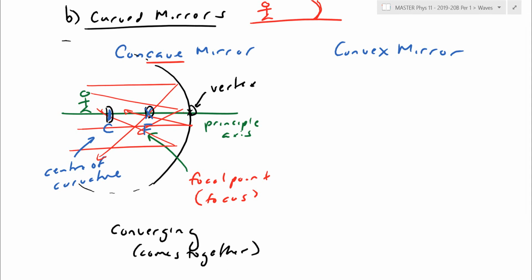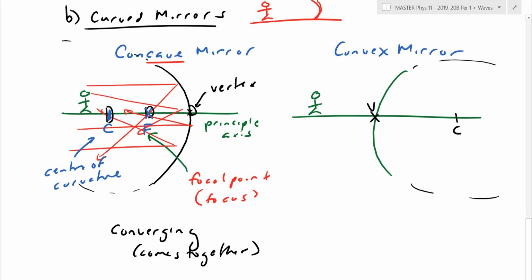Let me just introduce to you the other side. We have the same principal axis, the main axis we're going to be measuring from. This time I'm going to look at the convex side. The convex side could be the back of a spoon, if you like. So this is the front of the spoon, and this is the back of the spoon. In this case, we still have the same definitions. We have our vertex, the point where the mirror intersects our principal axis. We have our center of curvature, the center of what would have been our circle. And then we have our focal point, the focus, which is going to be half the distance to that center.